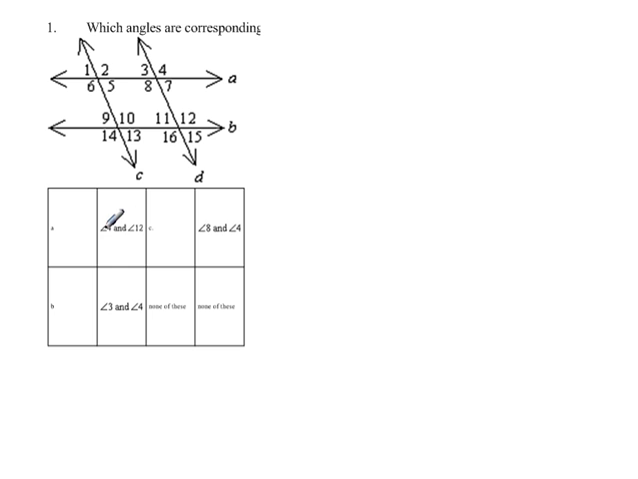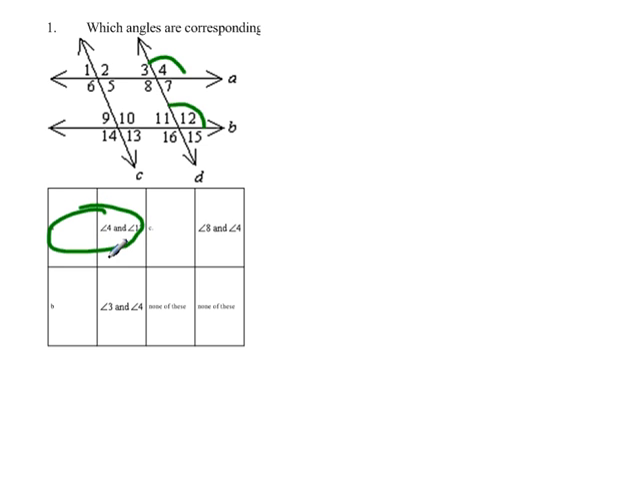So let's look at A, angles 4 and 12. Notice angles 4 and 12, they're both in the upper right-hand corner of the intersections. So guess what? Those are my corresponding angles right there. I'm going to go ahead and go through and finish.